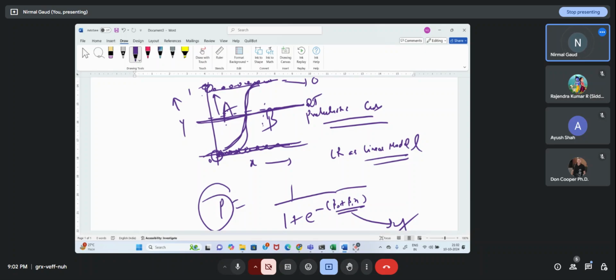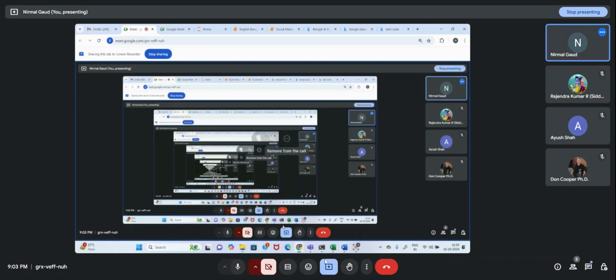Okay, fine. I have many more things, and they are very important. I need to talk about the cost function of logistic regression, though we do not have many people today. Okay, let me stop it.